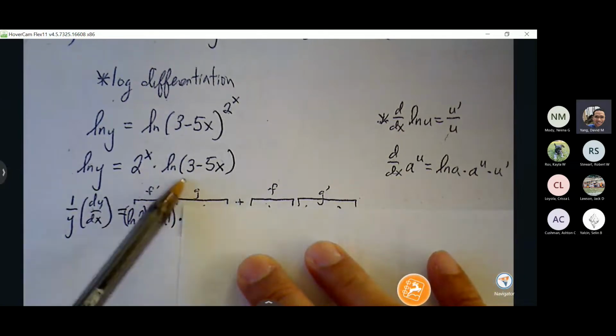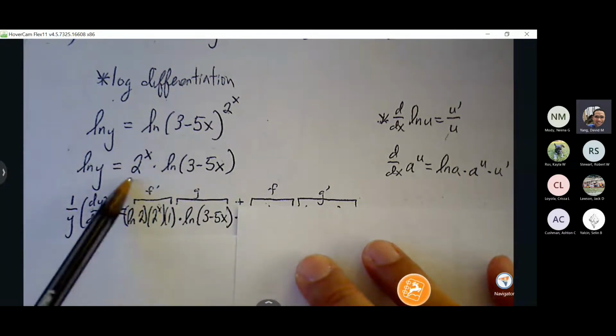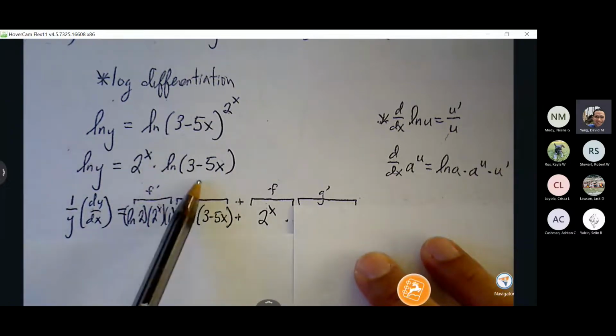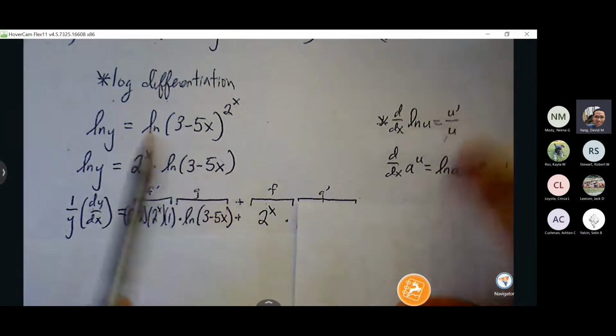Okay, g function, no changes, bring that down. F function, no changes, bring that down. G prime, natural log of 3 minus 5x. The rule is u prime over u. So negative 5 over 3 minus 5x.